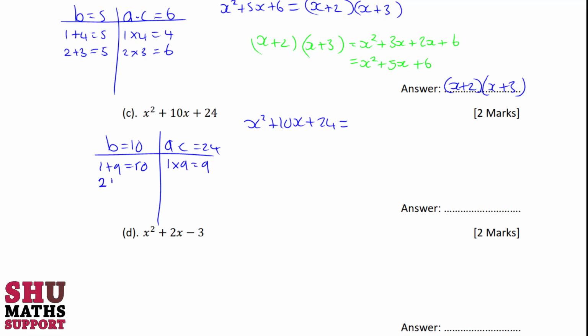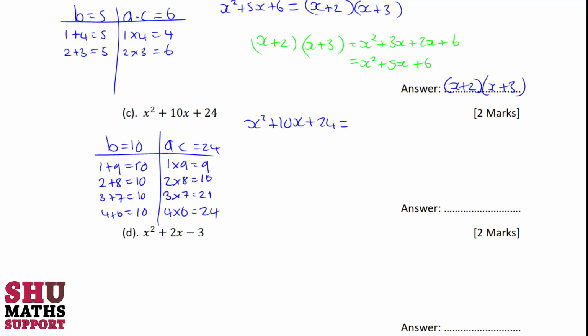So let's try 2 plus 8, which is equal to 10, and 2 times 8 is equal to 16. So they're not any good either. So we'll try 3 plus 7, which is equal to 10, and 3 times 7 is equal to 21. So we are getting closer, so let's try 4 plus 6, which is equal to 10, and 4 times 6 is equal to 24, which is the one we want. So we know that the two values we need are 4 and 6.